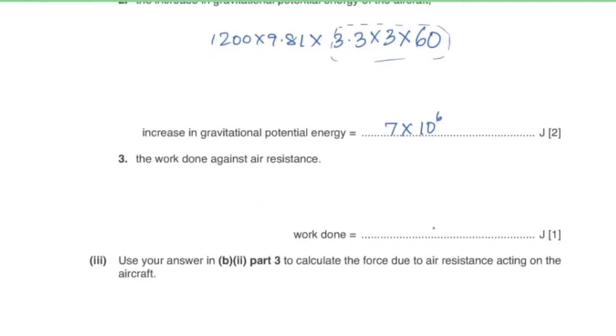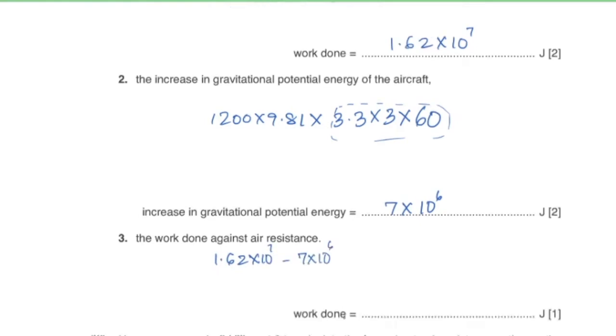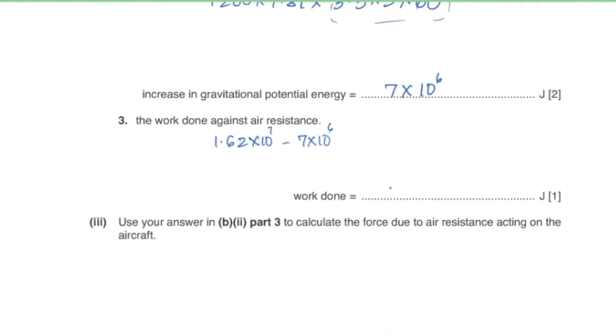The work done against air resistance. Now, when you look at the work done by the aircraft's engine and the gain in potential energy, they aren't equal. Therefore, some energy is lost as thermal energy, and that's the difference between them. So 1.62 × 10^7 minus 7 × 10^6. The difference between them will be the work done against air resistance. So 9 × 10^6 joules.